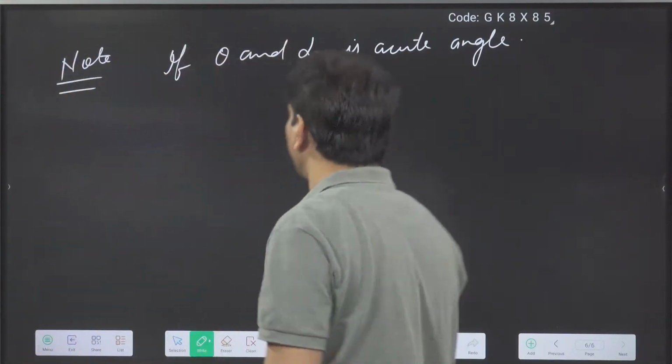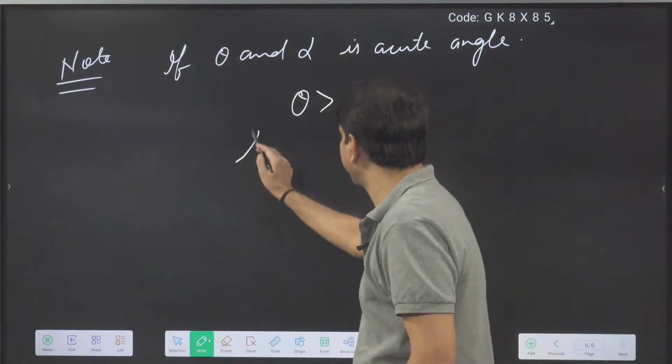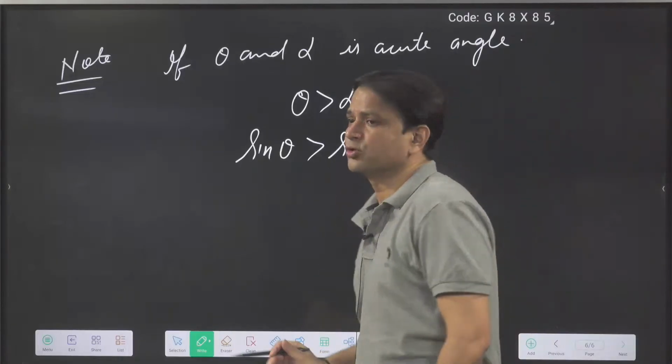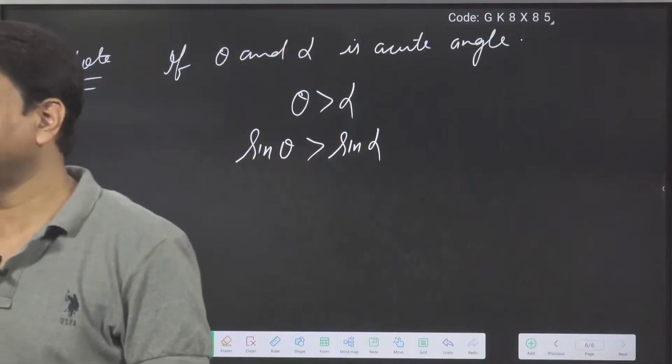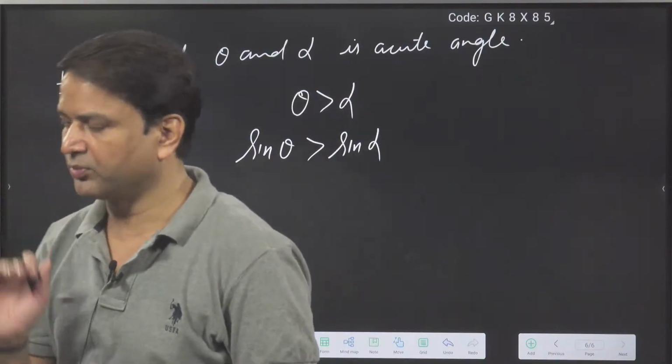Then what we will do, without disturbing the inequality, we can directly put the sine on both sides. Then I can say sine theta is greater than sine alpha, so theta is greater than alpha. If I need the sine, I can directly apply the sine on both sides without disturbing the inequality. The inequality will remain the same.